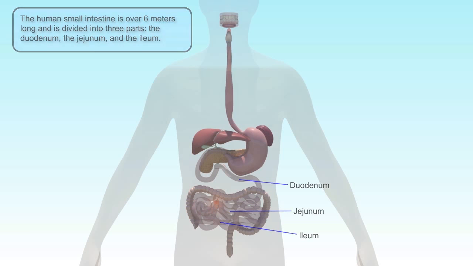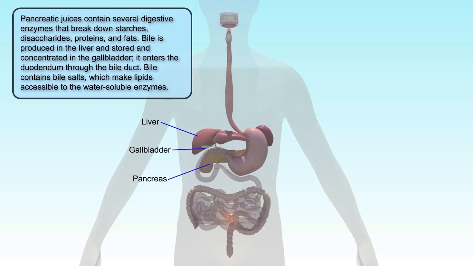Pancreatic juices contain several digestive enzymes that break down starches, disaccharides, proteins, and fats. Bile is produced in the liver and stored and concentrated in the gallbladder. It enters the duodenum through the bile duct. Bile contains bile salts, which make lipids accessible to the water-soluble enzymes.